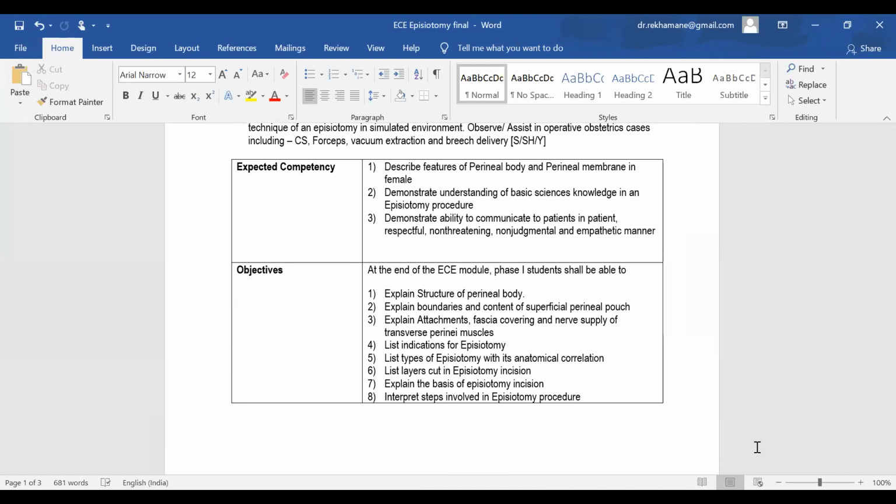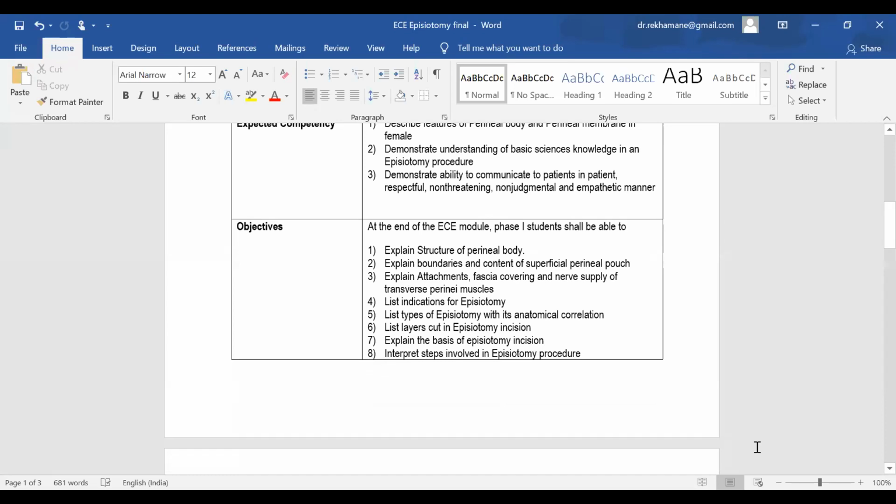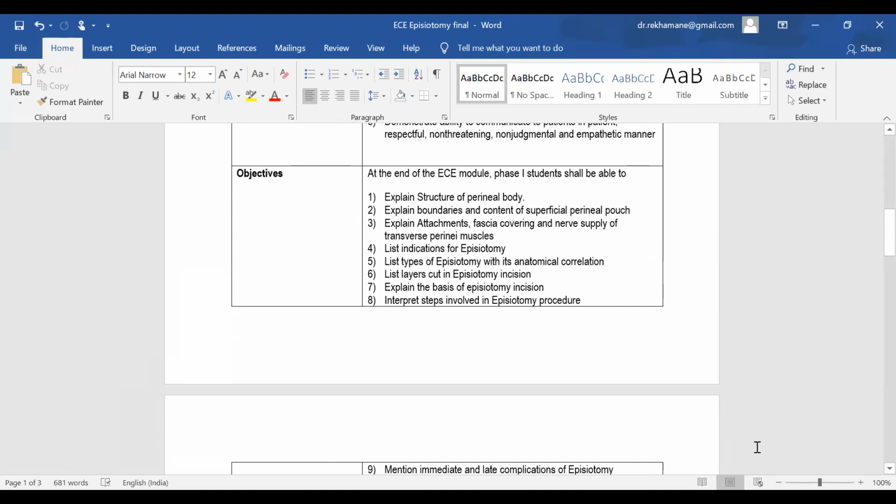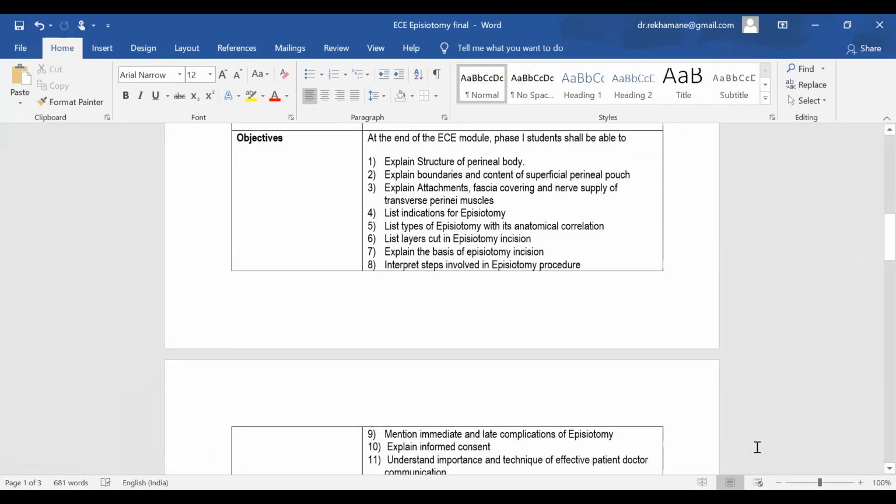Competency from ATCOM module, demonstrate ability to communicate to patients in a patient, respectful, non-threatening, non-judgmental, and empathetic manner. Objectives are, at the end of the ECE module, phase 1 student shall be able to: first, explain structure of perineal body, explain boundaries and content of superficial perineal pouch, explain attachments, fascia covering, and nerve supply of transversus perineal muscle. These are purely from the anatomical part.